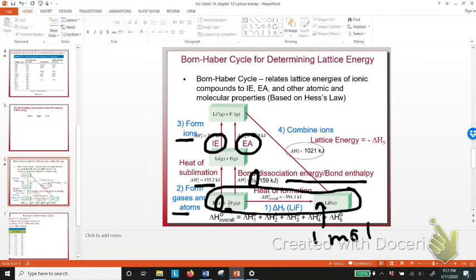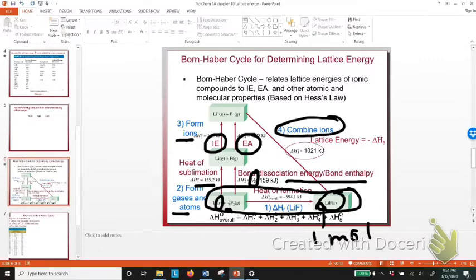So in this case, we're trying to solve for lattice energy, so we would be given everything but lattice energy. Our last step is we take our ions and we combine them together to form our original ionic compound that we were trying to calculate the lattice energy of. In this step, we're combining the ions together and forming the ionic compound.